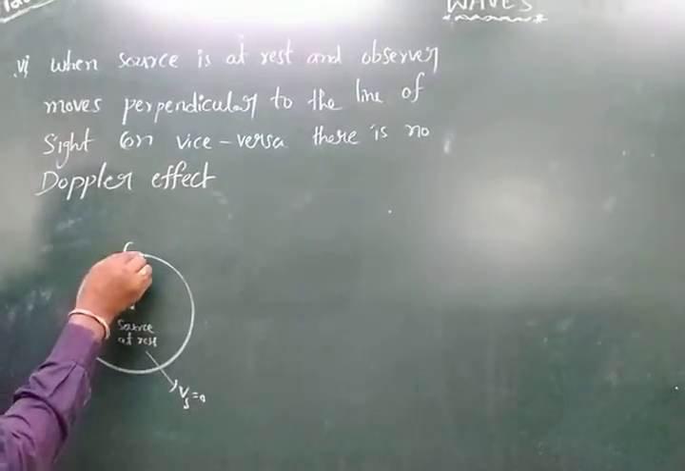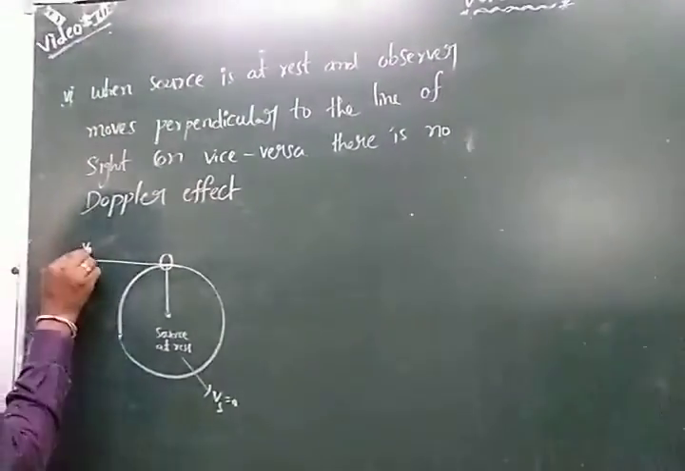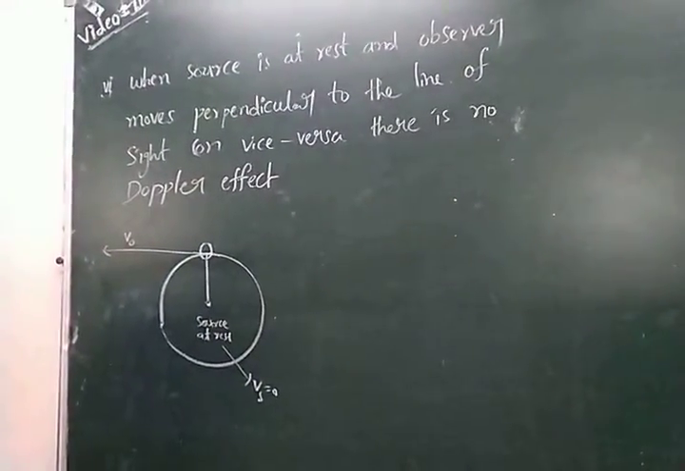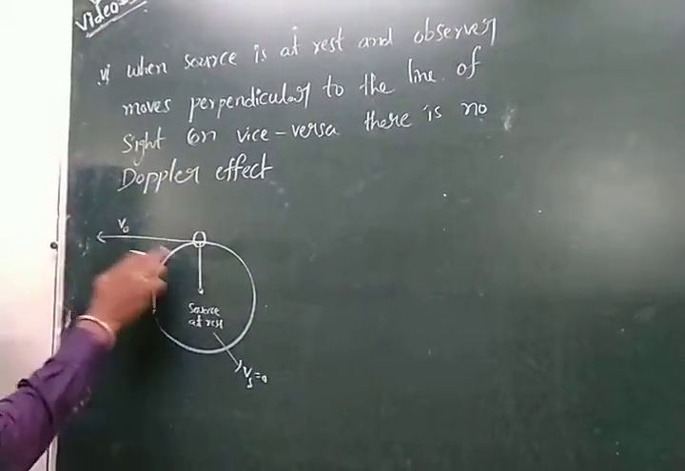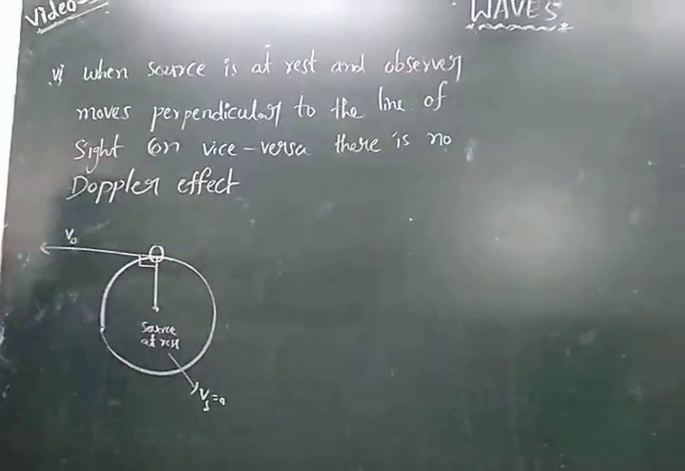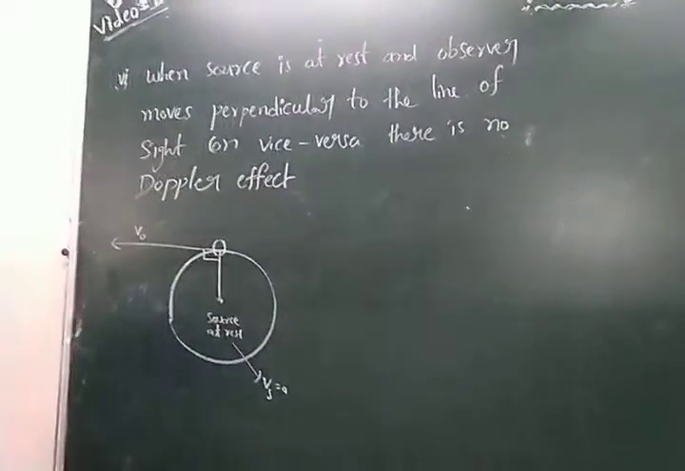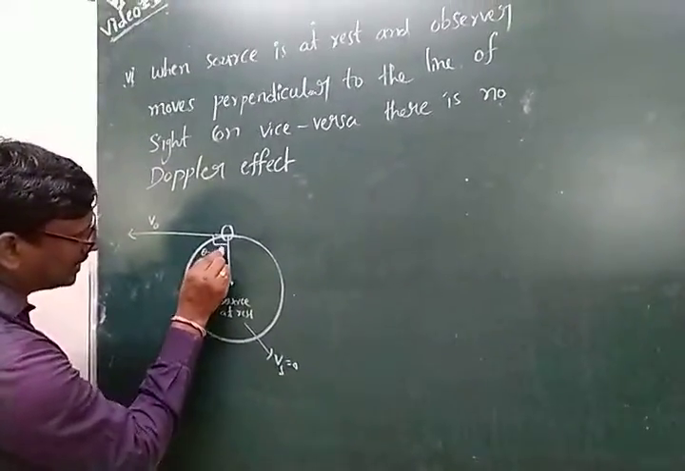And here is the observer, moving perpendicular with V naught. V naught is the velocity of the observer. The observer moves perpendicular to the source, but the source is at rest. Now how much is the angle? Theta is equal to 90 degrees.